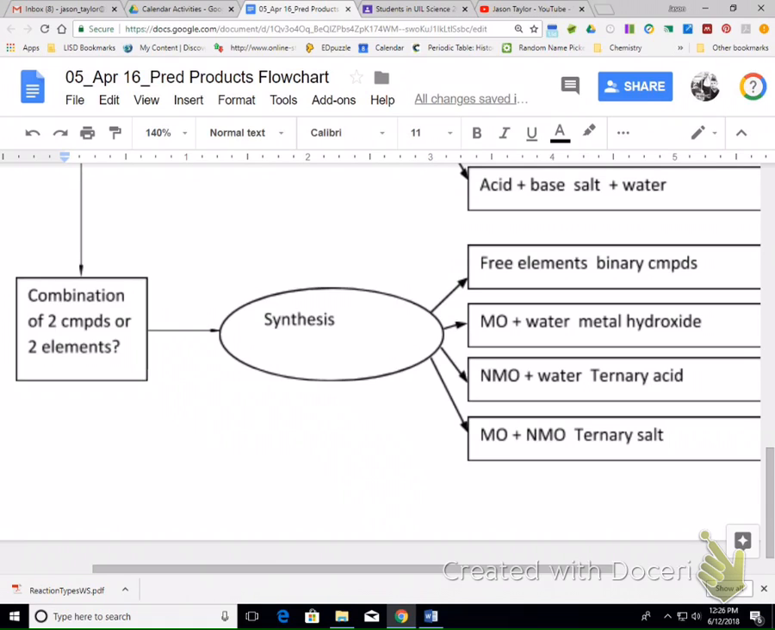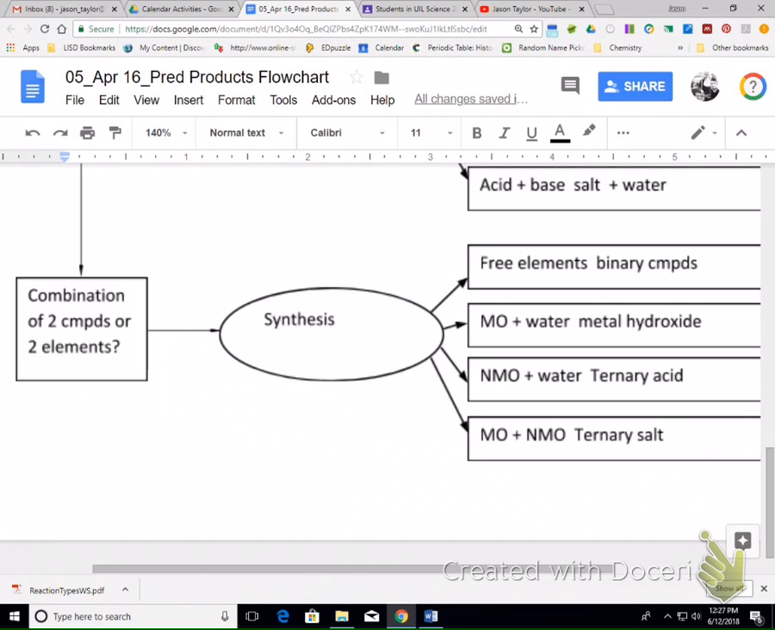I have 4 videos that I'm going to make. We're going to group synthesis and decomposition together, and then we're going to have separate videos for single, double, and combustion respectively. Before I do examples for each type, I want you to refer to the predicting products flowchart. You should have this in your notebook. If not, go to your Google Classroom and print it off. This is a very good guide for you to work through these problems.